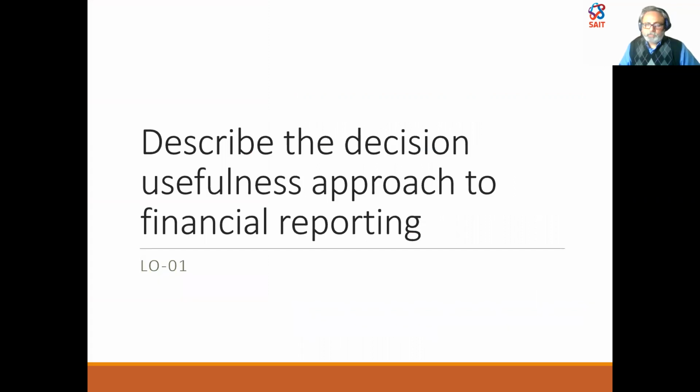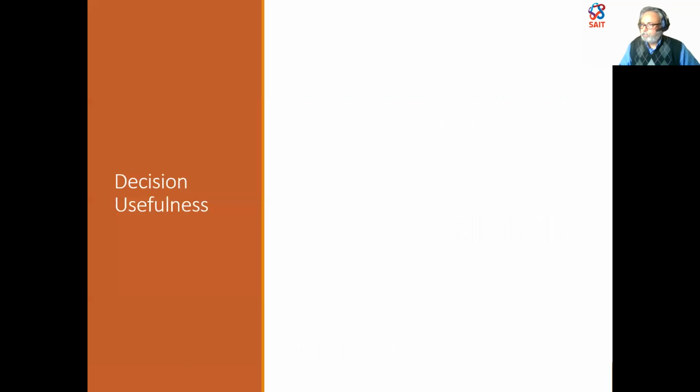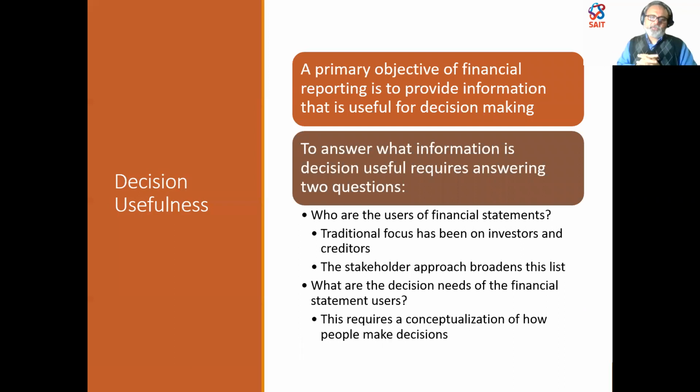So starting with what the decision usefulness approach is about. In a nutshell, we try to answer two questions. Who does accounting exist for? And what is the information that the users need to make their decision? Traditionally, when we answer who we exist for, that question tends to be answered with reference to investors and creditors. However, there's been a push towards including stakeholders in general.